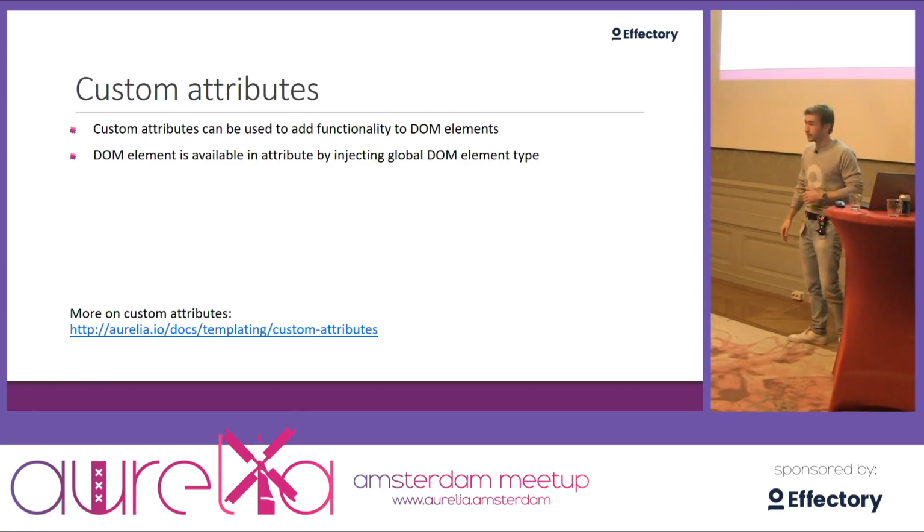Final feature that I want to talk about is custom attributes. So custom attributes can be used to alter the behavior or add functionality to your DOM elements. So usually how this works is you create a custom attribute class, and you can attach that attribute to an HTML element. And usually when you use custom attributes, you want to do something with the DOM element. And the cool thing is that if you inject the global DOM element type in that class, you have access to that element in that class. So you don't have to search the DOM yourself to find that element that your attribute is attached to, but you already have it accessible as a property in your class.